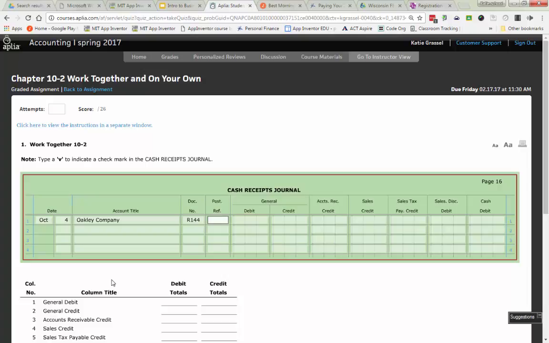When we receive cash from them, the only thing we're affecting is the column accounts receivable and cash. Because remember, before I would have written accounts receivable / Oakley Company, but now instead of writing accounts receivable, I'm going to put it in the accounts receivable column, just like we did for accounts payable. So my two columns I'm going to use on this one are accounts receivable and cash debit.